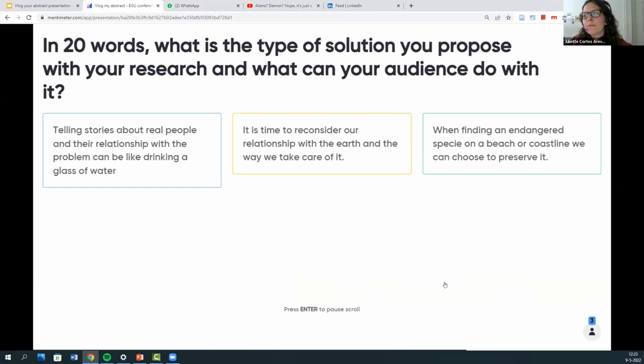And then, of course, we have Roland, who told us that telling stories about real people and their relationship with the problem can be like drinking a glass of water. It was the Earth who told us that it is time to reconsider our relationship with the Earth and the way that we take care of it. And it was the famous blogger who told us that when finding endangered species on a beach or coastline, we can choose to preserve it. What about you?